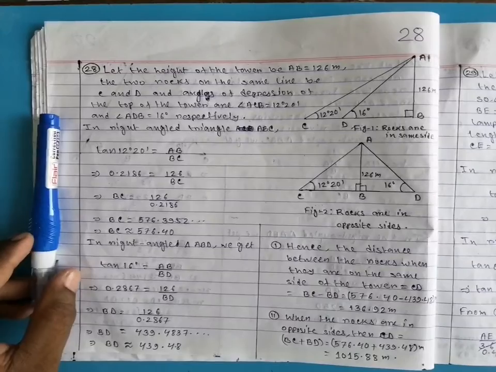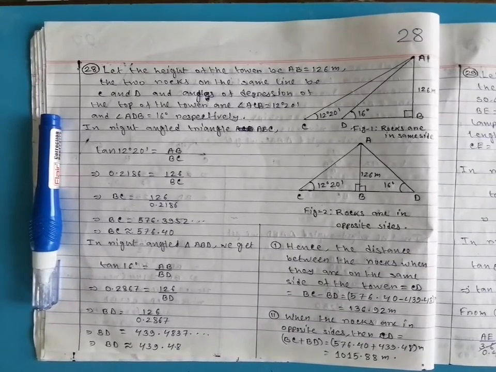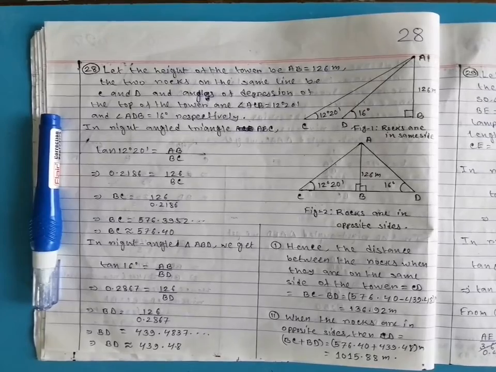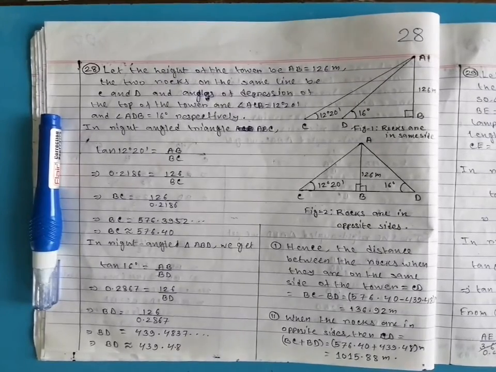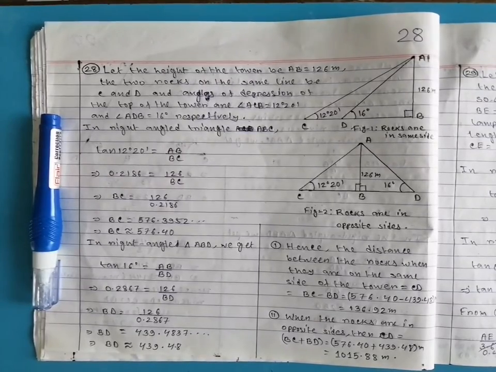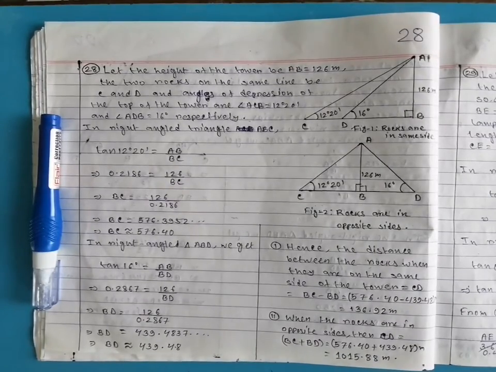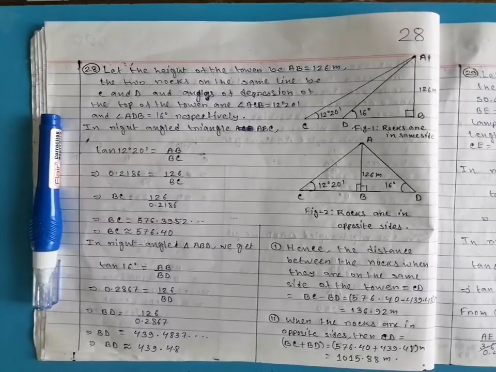Okay, read the question number 28. Question number 28: it is given that from a tower 126 meter high, the angles of depression of two rocks which are in a horizontal line through the base of the tower are 16 degree and 12 degree 20 minutes. Find the distance between the rocks if they are on the same side of the tower, and on the opposite side of the tower. So two cases are there.